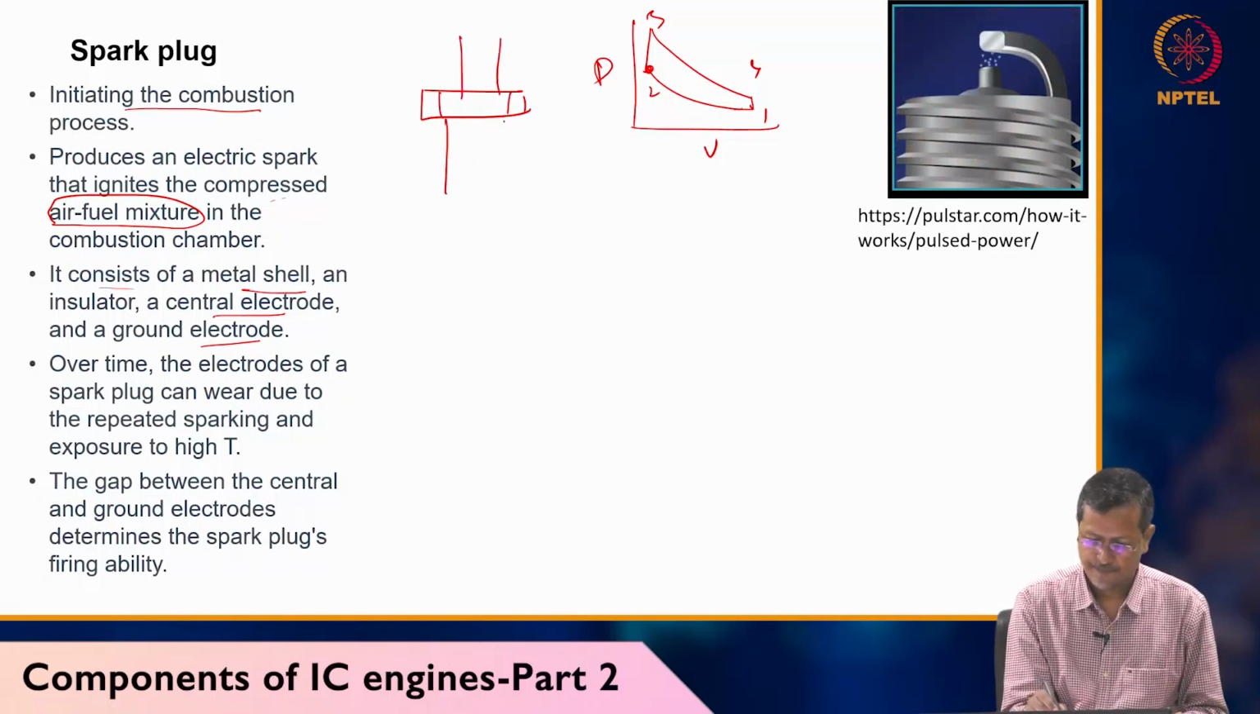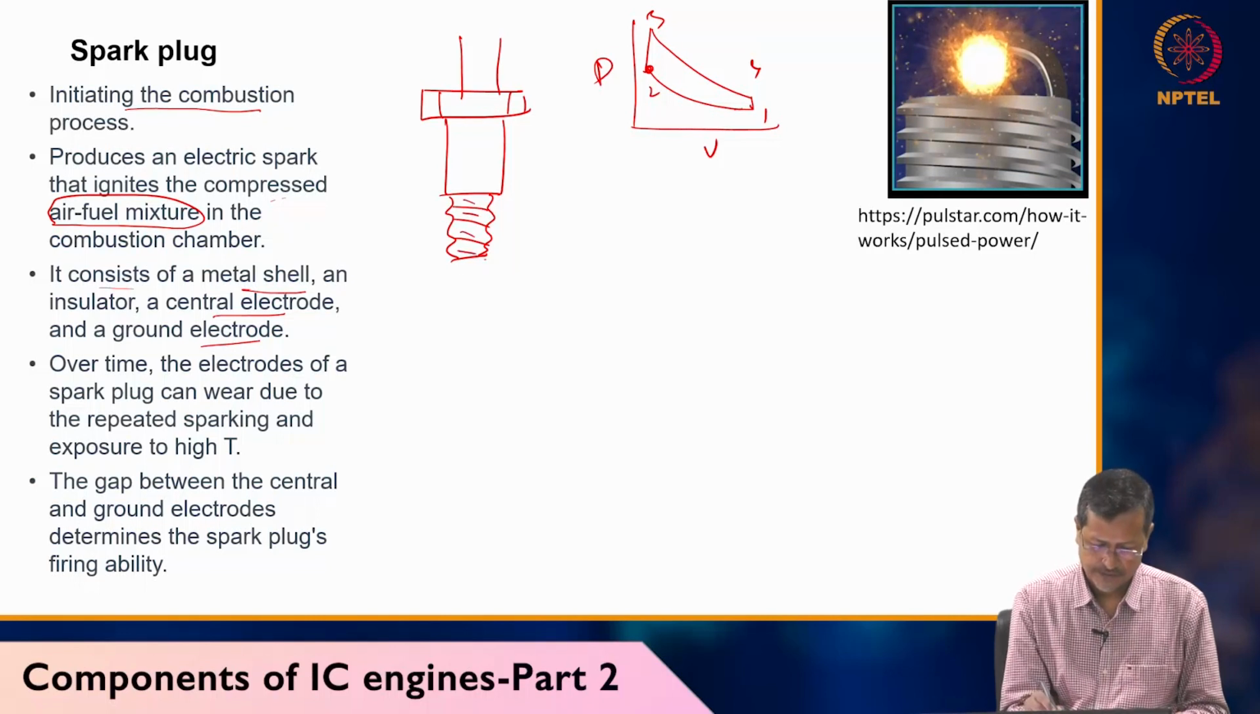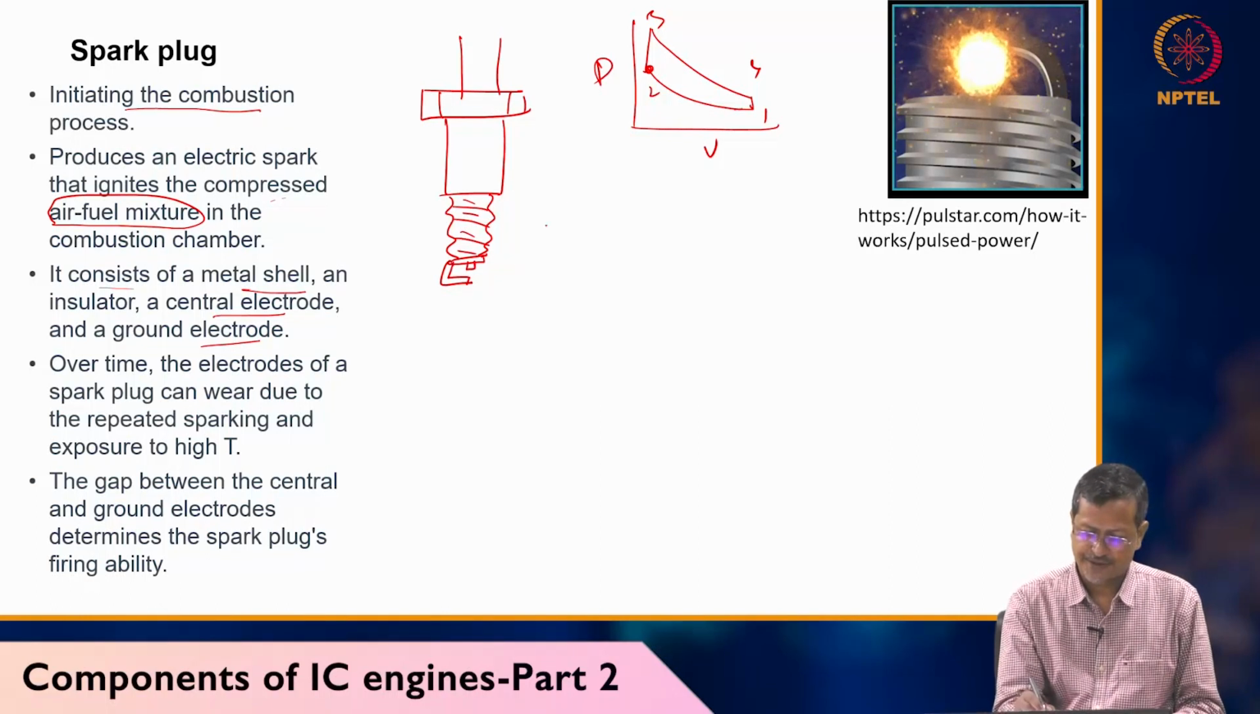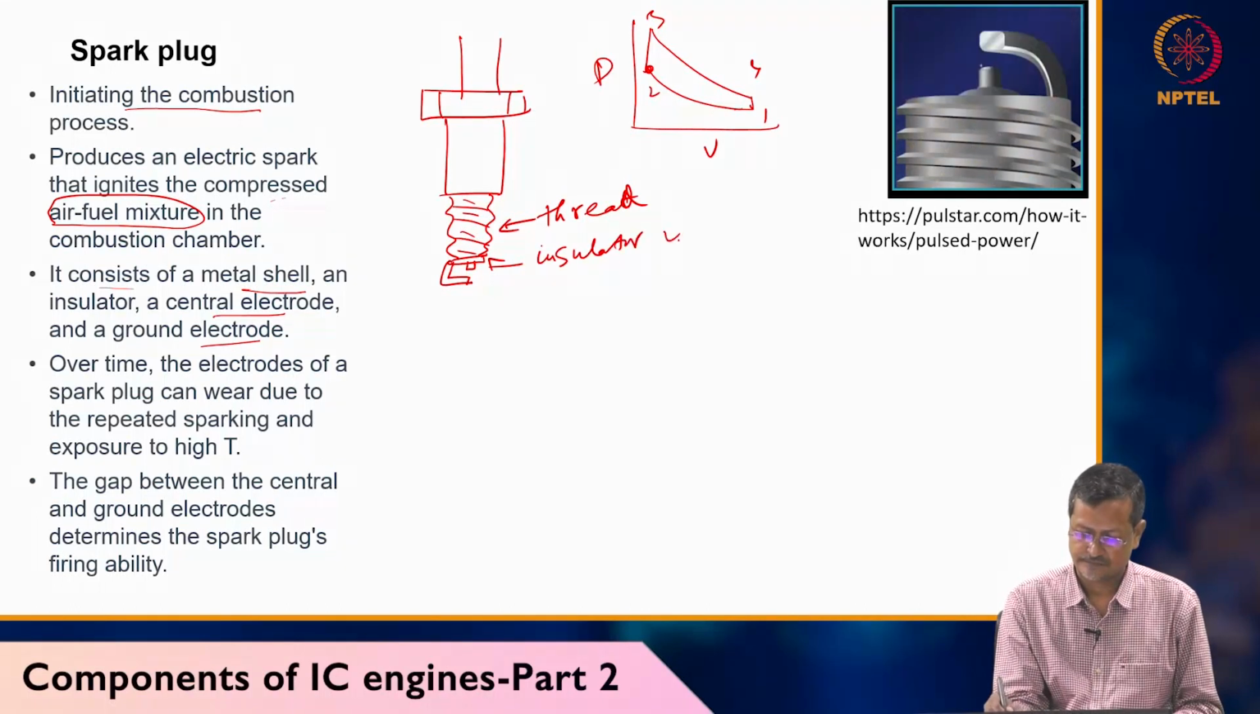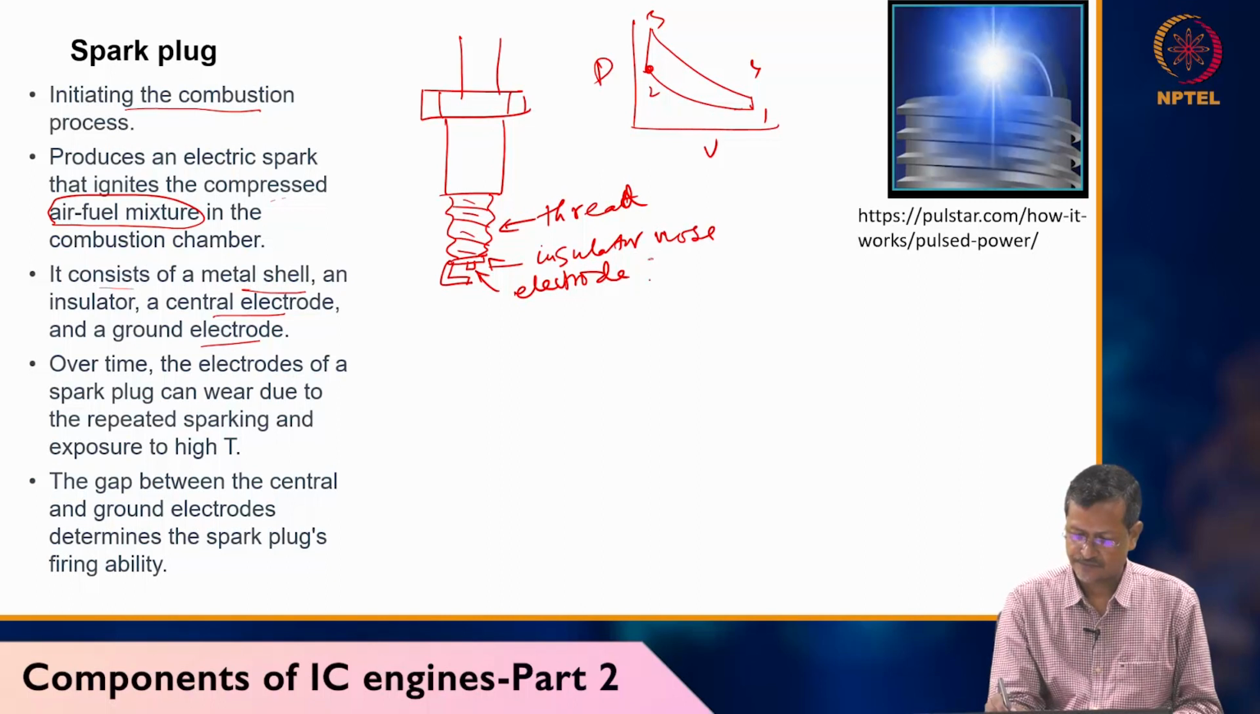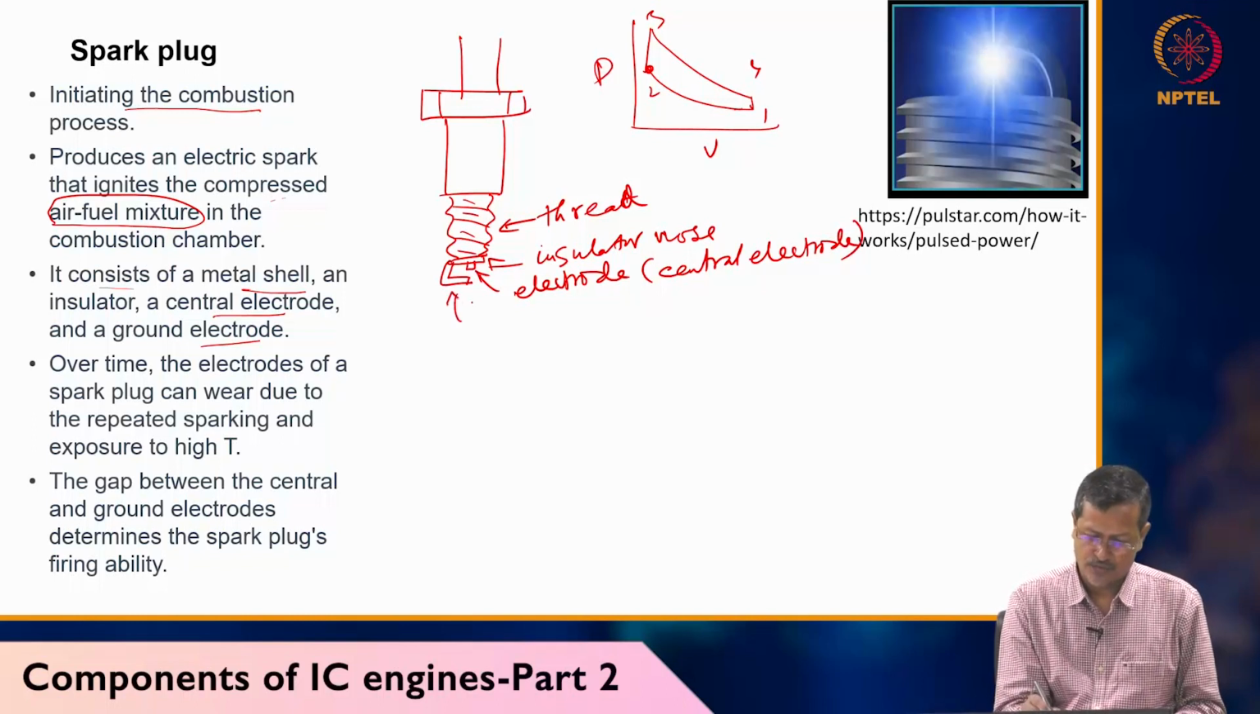So, the thread will be there, just to fix it, then the thread and insulator nose. Then the electrode is here, the central electrode, and this is called the ground electrode.